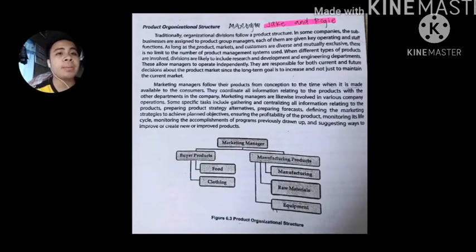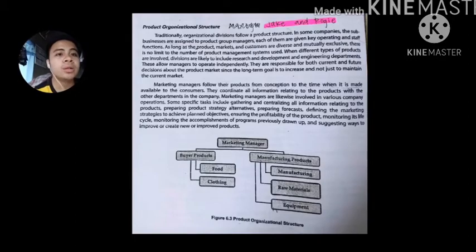Ayan, trabaho ng mga marketing managers na alamin kung paano at yung mga strategy nila kung paano nila mabebenta yung product. Siyempre, kailangan nilang ipakita kung paano ka-effective yung product na yon, kung bakit ba nila dapat bilihin to ng mga customers natin.